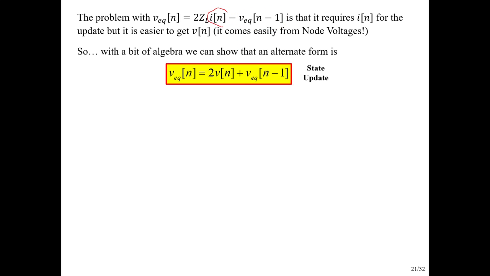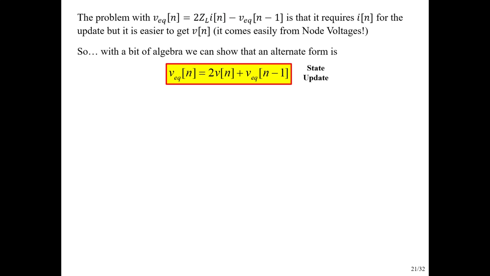Instead of having I of n, I have a V of n, but the weird thing is it gets multiplied by 2. So when I first read through David Ye's paper, I was like, where's the Z? Where's the L? Why is there no L in this state update? He just wrote this equation down. It bugged me. That's why I had to go back and work it out.